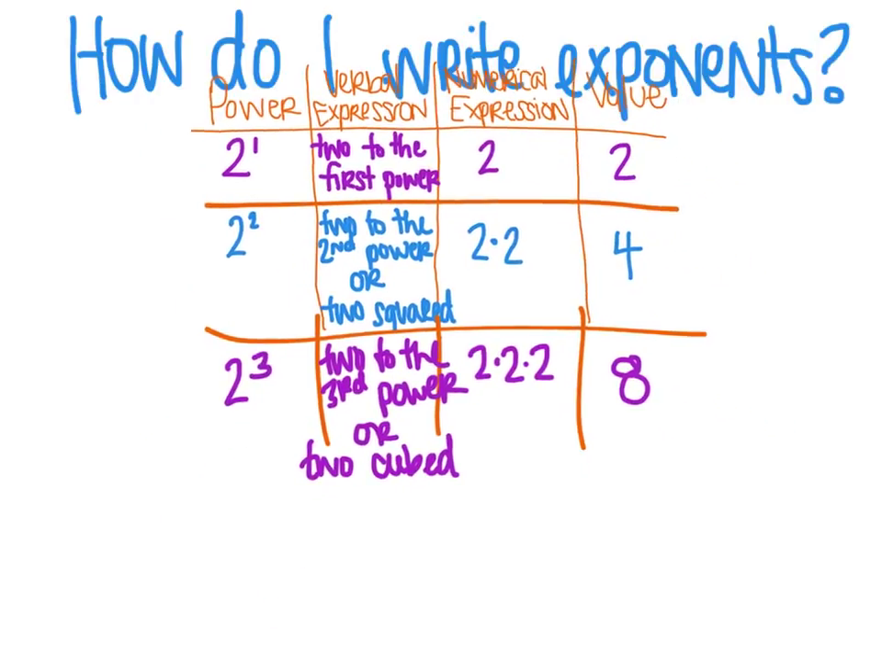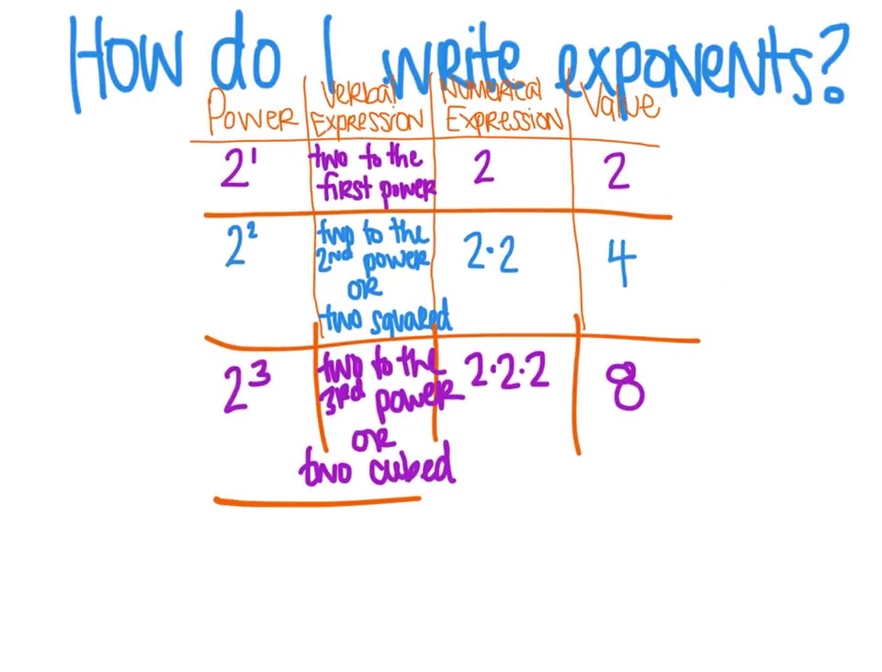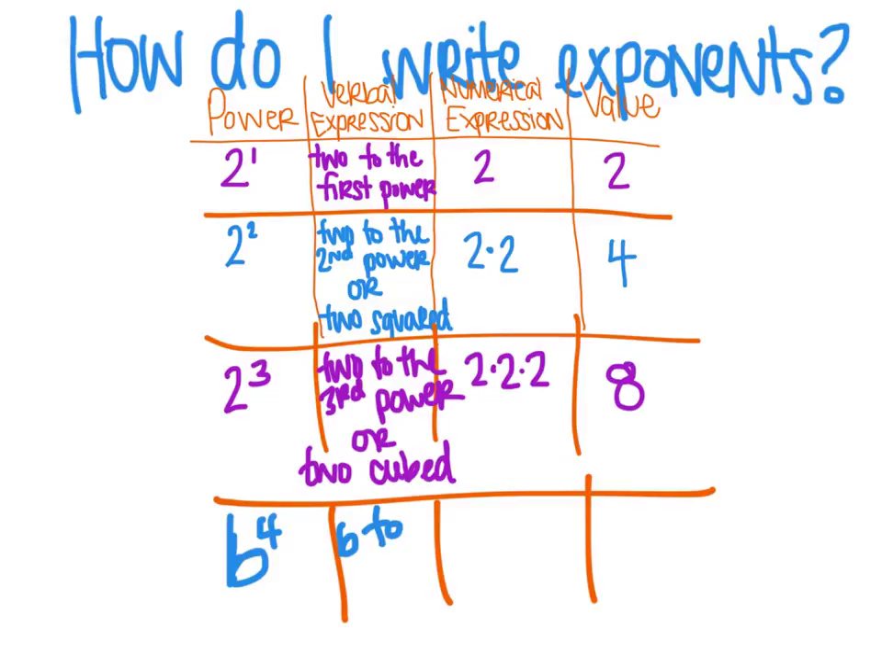You can also do this with variables. So I'll give you one last example. Last example, b to the fourth power. So you would say it just like that, b to the fourth power. Numerical expression means we have b times b times b times b. Value, we can't really give it a value right now because you don't know what letter that is for, so we're going to leave that blank for now. But that's how you can do that.